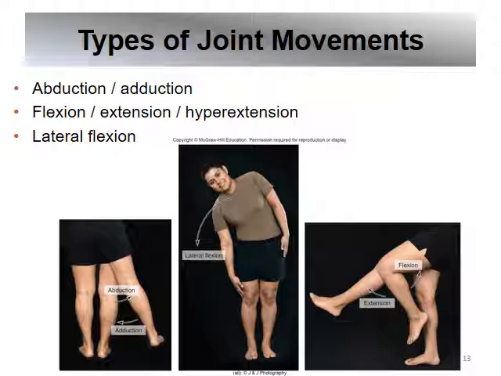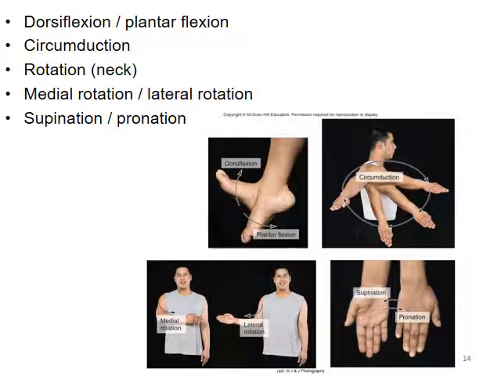Lateral flexion, here you're seeing it in the second picture. This is when you bend side to side. And this is really just done with your back. Dorsiflexion versus plantar flexion. You're seeing it here in the first picture. Dorsiflexion means when your toes point up. Plantar flexion, when your toes point downward. Circumduction, making a circular motion. So you can either do this by rotating your arm at your shoulder or your thigh. Rotation of the neck, which they didn't show there, but you know how that works.